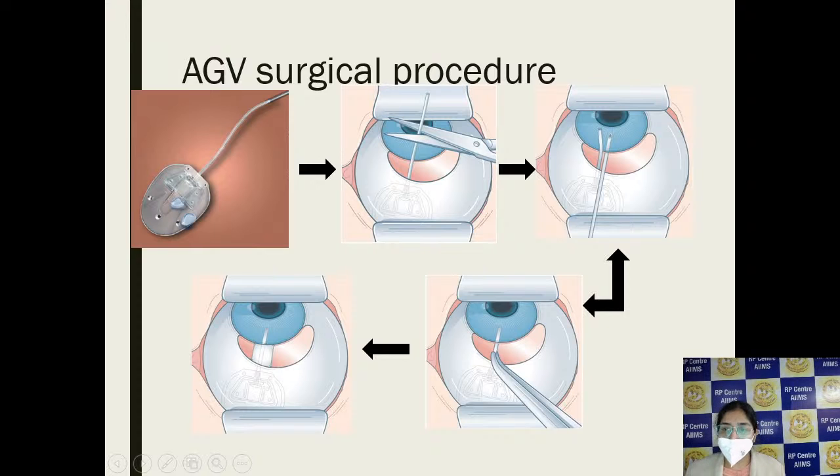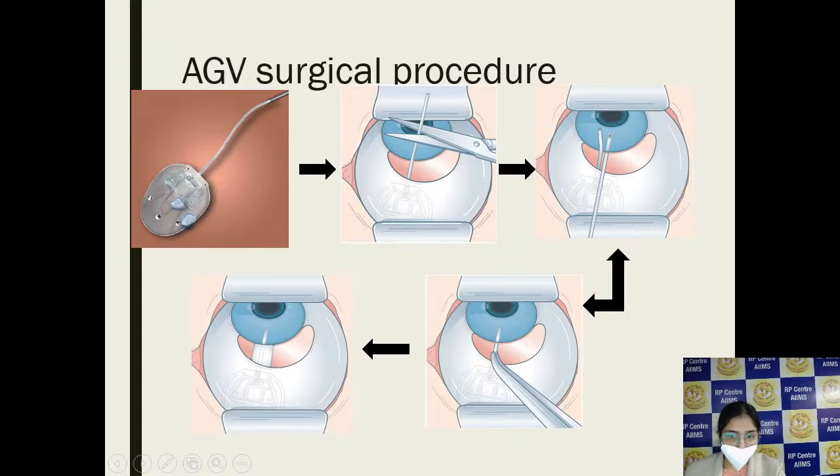Now, just like in trab, we will make a partial thickness flap, and we won't do a deep sclerotomy. With the help of a 26 gauge needle, 1 to 1.5 mm away from the limbus, we are going to make an entry into the AC, and through that we are going to insert this tube inside the anterior chamber.